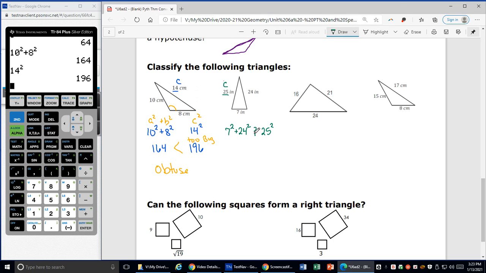Is it equal? Are they right? Is it greater than? Is it less than? What do we have? Okay, and notice it's kind of backwards. We have a less than symbol, but it's obtuse because you look at the right-hand side and see it's too big. Okay? All right, so 7 squared plus 24 squared gives me 625. And then 25 squared gives me also 625.